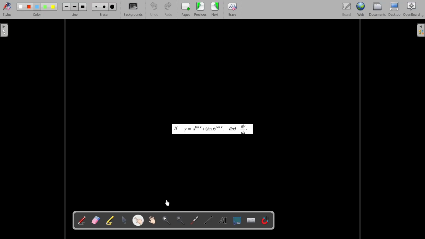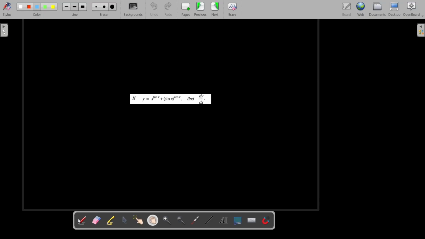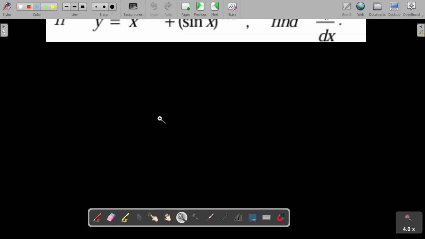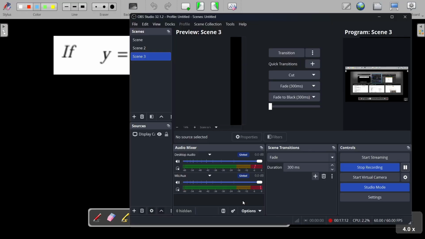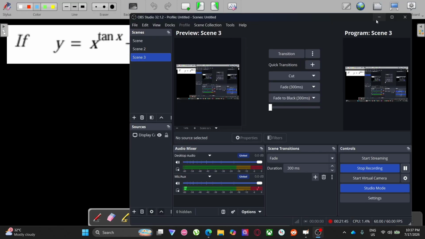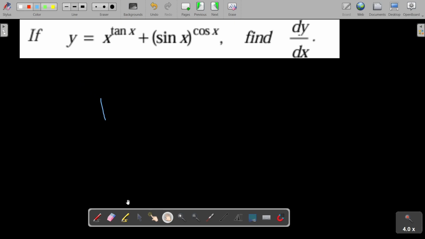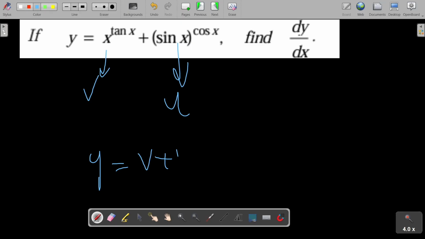Okay, let me zoom in. Now it's more clear. Let's solve this using the logarithmic method. So we have two things right here. Let's assume this thing as v, and let's assume this thing as u. So I get y is equal to v plus u.